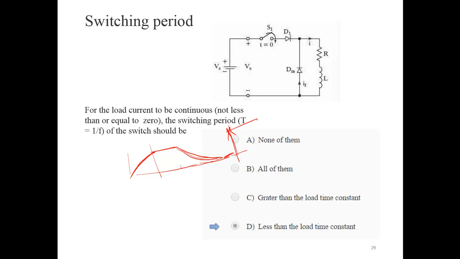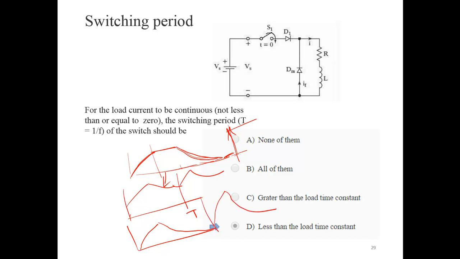The switching period should be less than the load time constant. Whatever the load time constant of the RL circuit is, the period should be less than that, so that the current doesn't have enough time to become zero. You don't want the current to fall to nothing. You don't want the period to be longer. You want to make the period shorter.